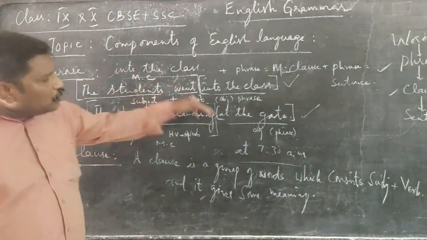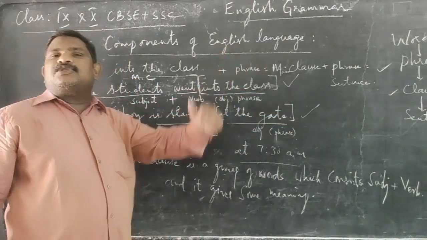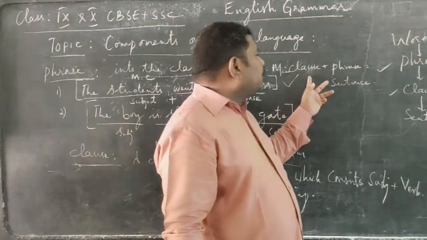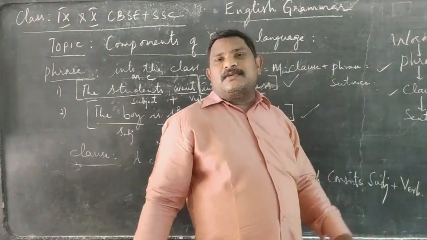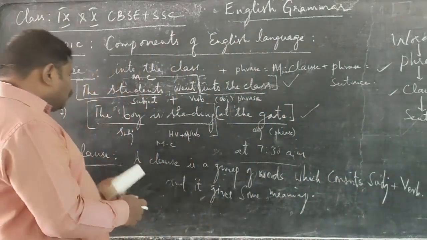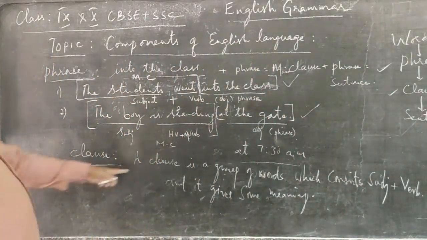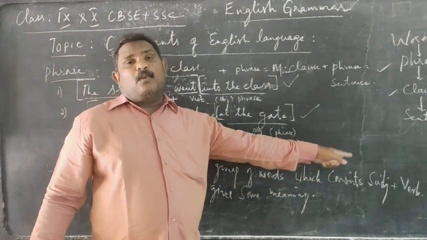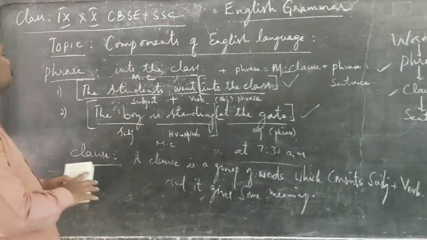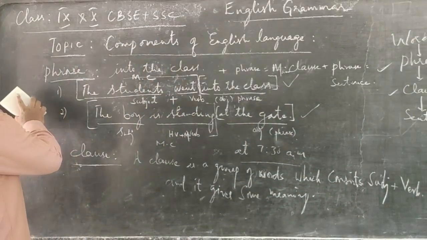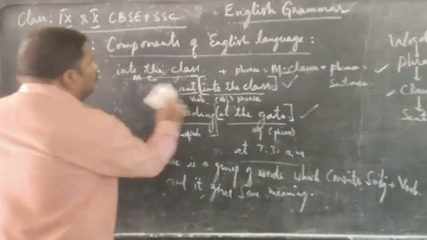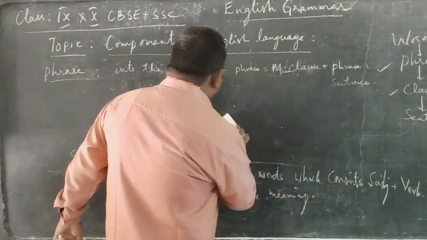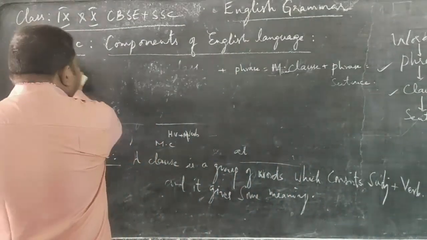Or a combination of two clauses also gives rise to a sentence. The combination of two clauses, or the combination of a clause and a phrase, gives rise to a sentence. Now, a clause is nothing but a group of words which consists of a subject and a verb. Now, dear children, let me give you some deeper meaning of the same concept.